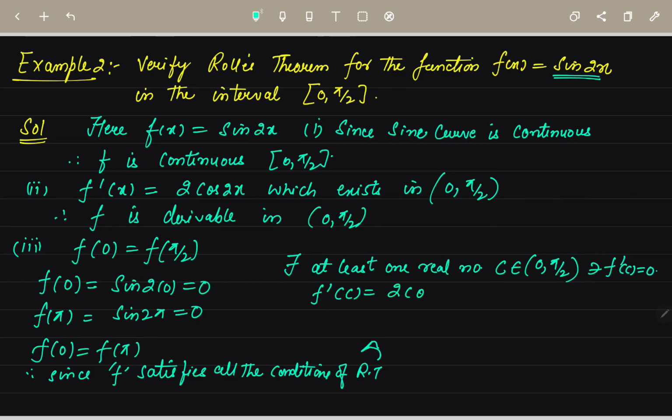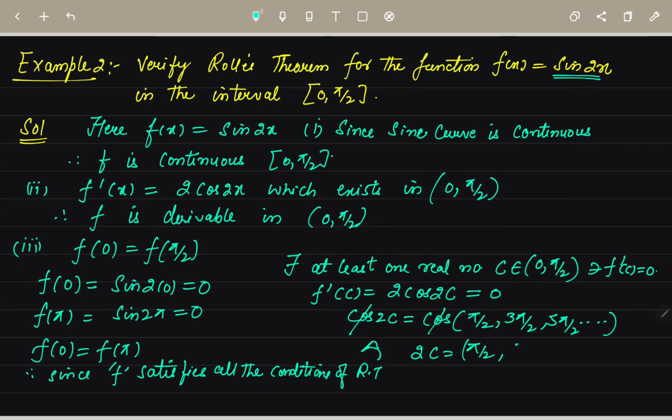So now f'(c) is basically 2 cos 2c. I am replacing x by c, and this should be equal to 0. So now I will find the points where cos is 0. Since 2 is not equal to 0, cos 2c = 0. Now I know that cos 90° is 0, similarly cos 3π/2 is 0, cos 5π/2 is 0, and so on. So I am left with 2c = π/2, 3π/2, 5π/2, and so on.